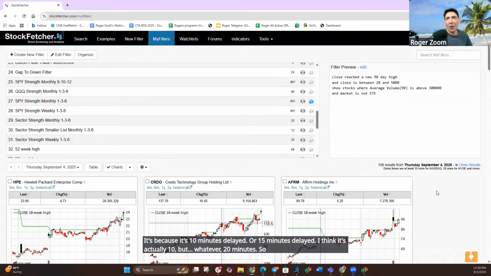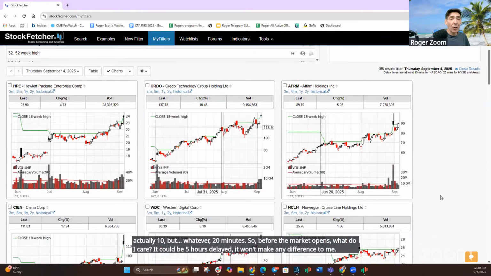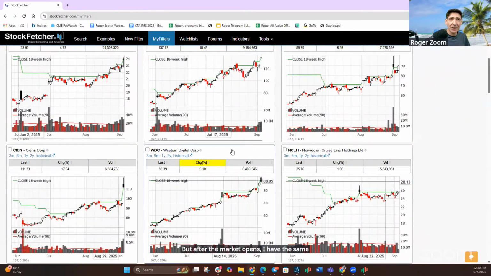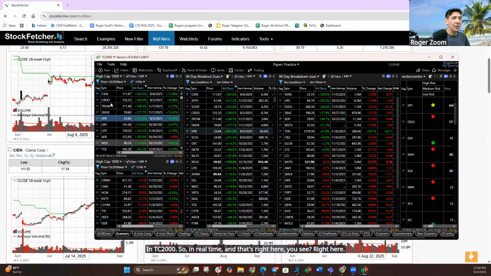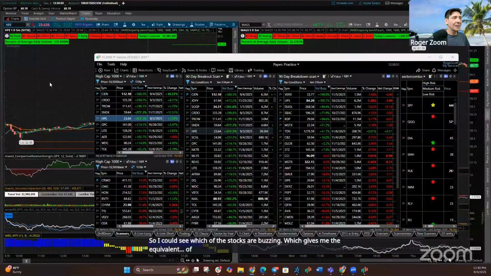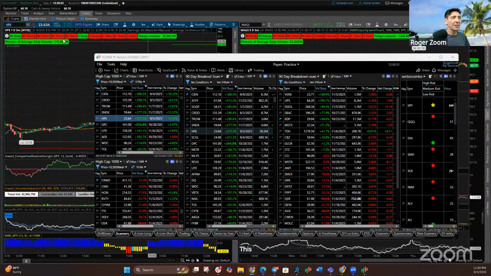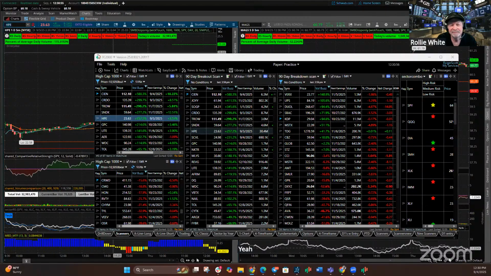So before the market opens, what do I care? It could be 5 hours delayed. It won't make any difference to me. But after the market opens, I have the same thing as this in TC 2000, in real time, and that's right here, you see. But I also have this little tool here that's called volume buzz. So I could see which of the stocks are buzzing, which gives me the equivalent of this, in its own way.